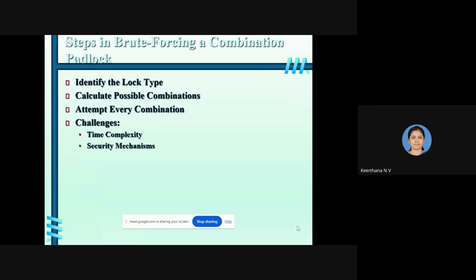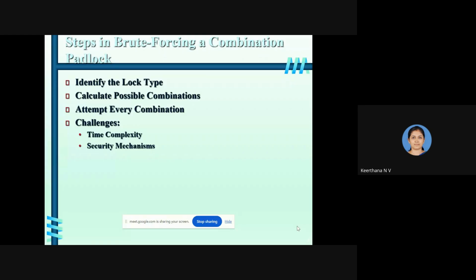So, what are the challenges you face while dealing with this type of padlock? The first one is time complexity. If you consider the same three-dial padlock, I have said that 64,000 combinations are involved. Trying all those 64,000 combinations is very complex and it will take a lot of time. So it is very impractical for complex padlocks, right? So time complexity is a major thing to be considered in a padlock.